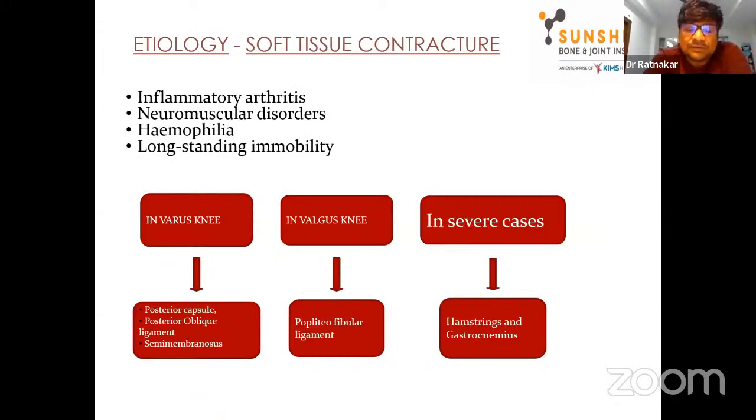Now, in flexion contracture, usually we see a contracture of the PCL, the posterior capsule, and the posterior oblique ligament. In very severe deformities, you see contracture of the gastrocnemius and hamstrings also. The medial collateral is also contracted. It can be associated with varus knees, where you see the PCL, posterior capsule, POL and the semimembranosus contracted. In valgus knees, you see the popliteofibular ligament contracted, and in very severe cases, the gastrocnemius and the hamstrings are contracted.